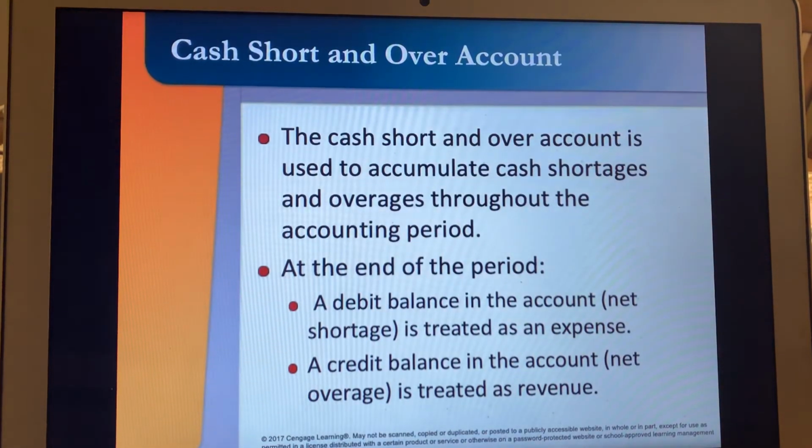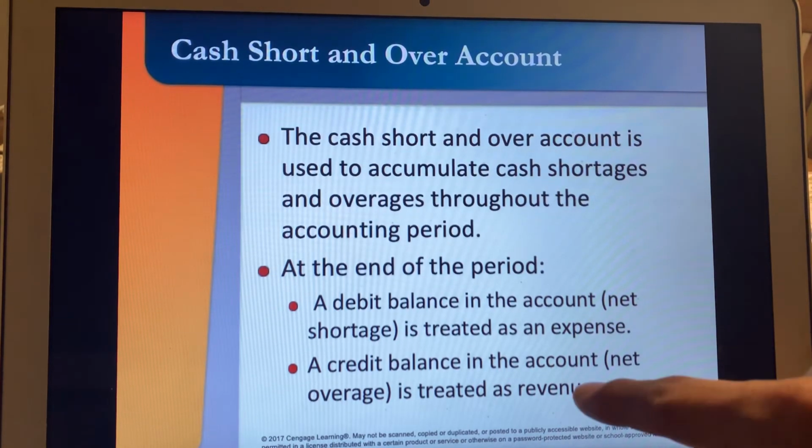The cash short and over account is used to accumulate cash shortages and overages throughout the accounting period. At the end of the period, a debit balance in the account, a net shortage, is treated as an expense. A credit balance in the account, a net overage, is treated as revenue. So if it's short, it's an expense. If it's over, it's revenue.